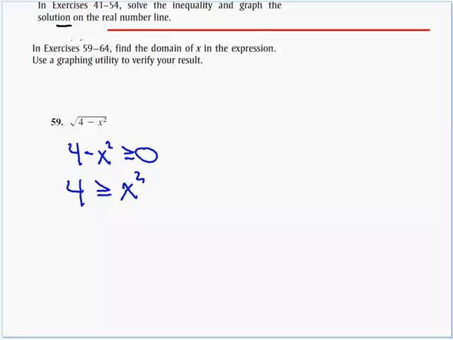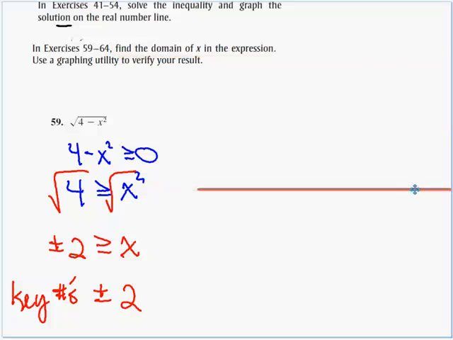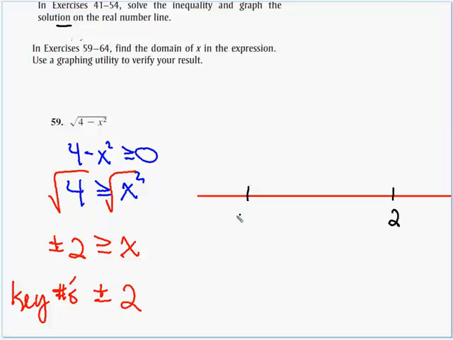Now we could square root. If we square root both sides here, we're going to have a positive or negative 2. Don't forget, when we're extracting these square roots, we will have 2 of them, greater than or equal to x. So our key numbers are positive and negative 2. So let's see. Number line time. Here's 2. Here's negative 2. And we have the or equal to in there. So I guess we will have brackets on this.